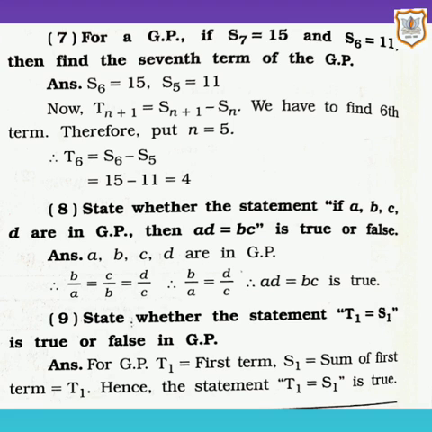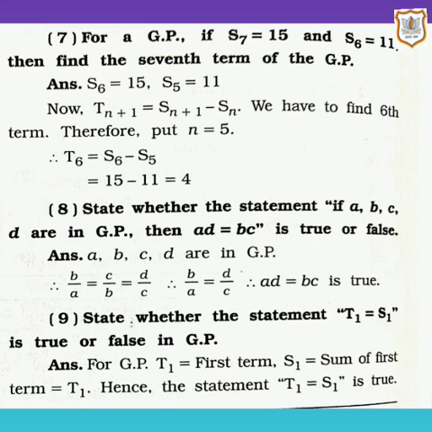Let's have a look at the ninth sum. State whether the statement T1 is equal to S1 is true or false in GP. For the GP, we know T1 is the first term, and S1 is the sum of the first term. So we can say that T1 is equal to S1 is true.